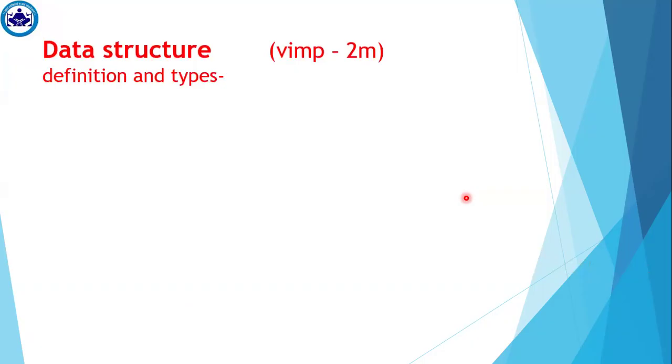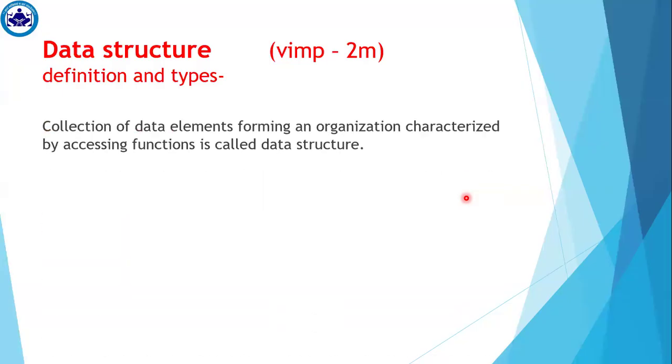Let's first see the definition of data structure. Basically, the data structure is how we represent or store our data in the memory. That storing is having a specific structure. That structure is called as a data structure. Let us see the definition. The definition states that collection of data elements forming an organization characterized by accessing functions is called as data structure.